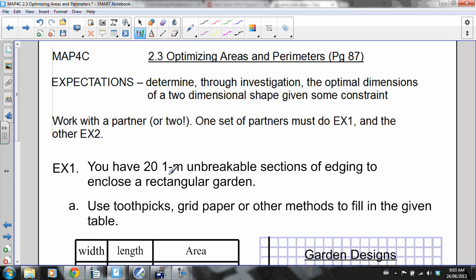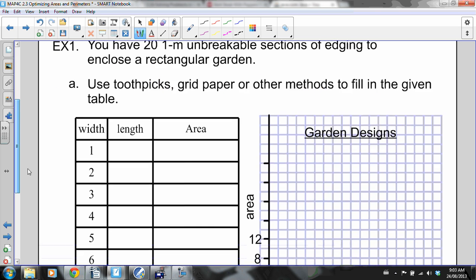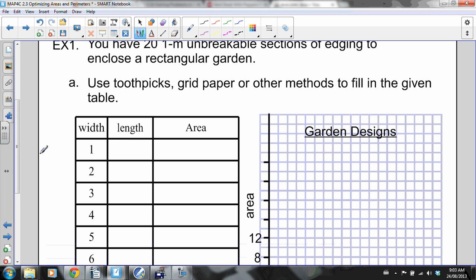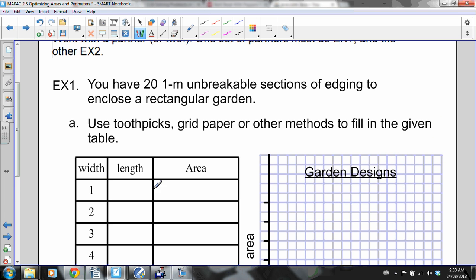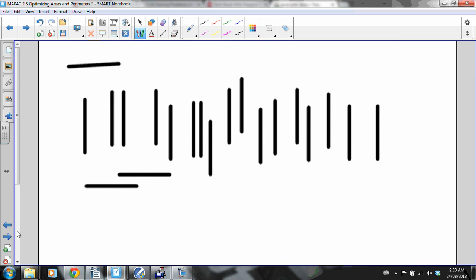And in class, you'll be able to use either the whiteboards or toothpicks, or I'll show you, you could use the smart board in a second. 20 1-meter unbreakable sections, and the idea is you're going to fill out this table. If the width is 1, what's the length and what's the area? Well, you might be able to figure that out without these tools, but let's just see.